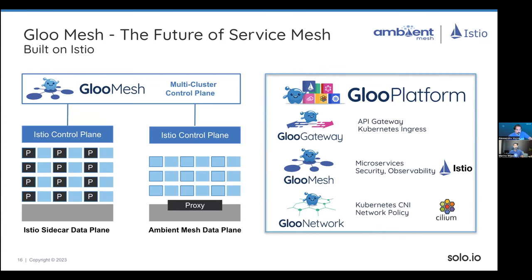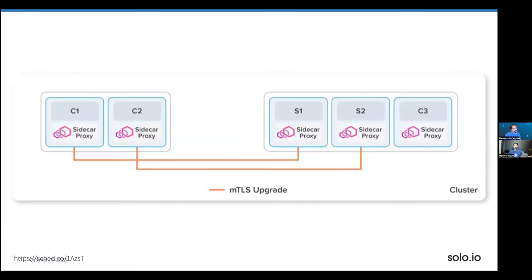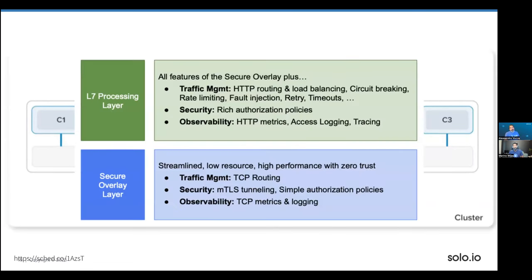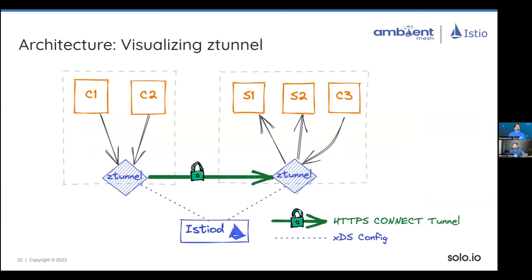So we also have, of course, our own implementation of that, which is based on the open source. And basically, what we are saying here is that we replace the proxies with what we call Ztunnel, which is this node-based proxy, and the proxies will form a mesh as well, a mesh between the nodes. So you get exactly the same features without the burden of running many proxy sidecars.